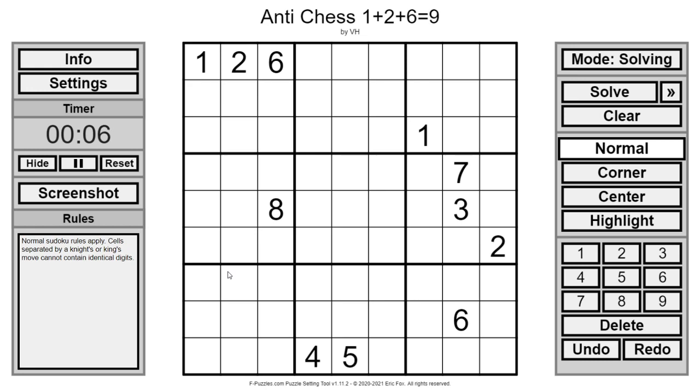Today we have anti-chess, 1 plus 2 plus 6 equals 9. Normal Sudoku rules apply. Cells separated by a knight's or king's move cannot contain identical digits.